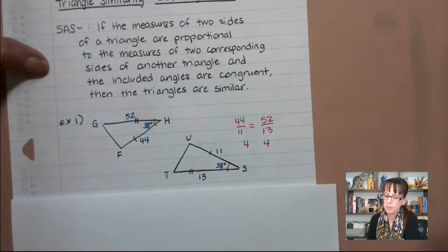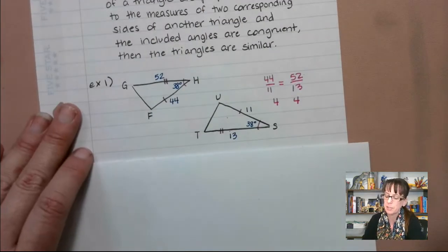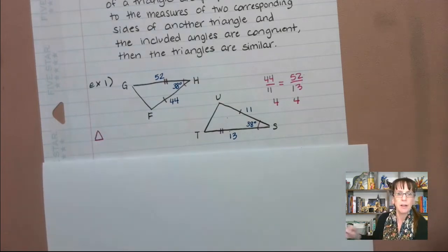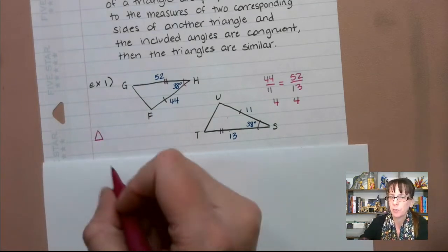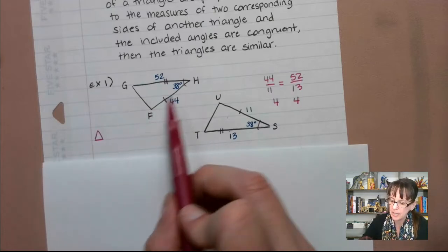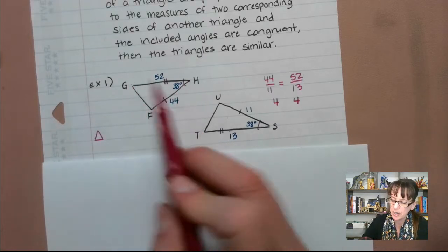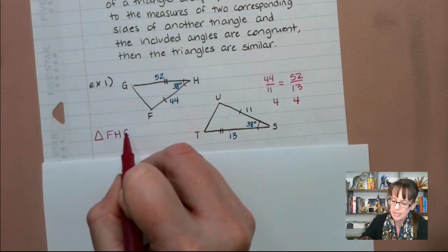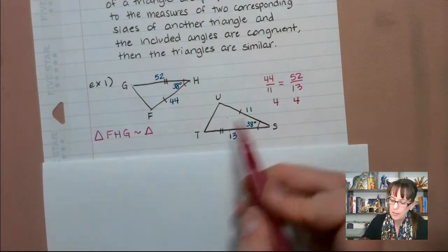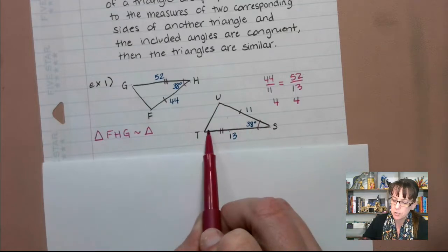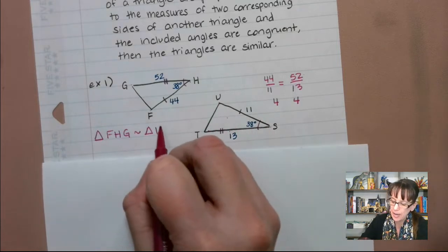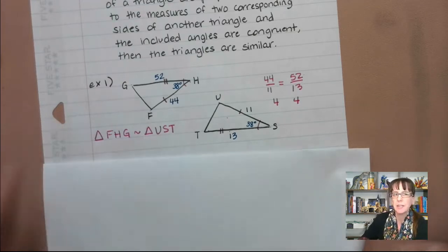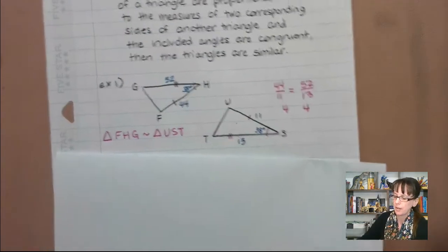So how do we write our similarity statement? Okay, so we're going to start with the first one, triangle, and it doesn't matter how you start it. What does matter though is the second one. So if I say FHG, I'm going to do my 1 dash and then my 2 dash. So FHG is similar to, then I'm going to do my 1 dash and then my 2 dash. So that's going to be UST. There's my similarity statement. And you can write similarity statements a couple different ways, so keep that in mind.